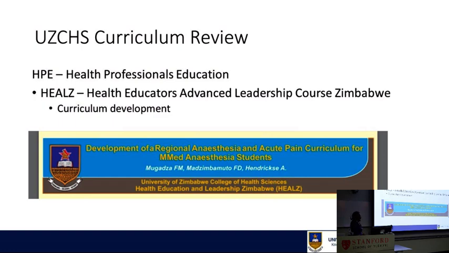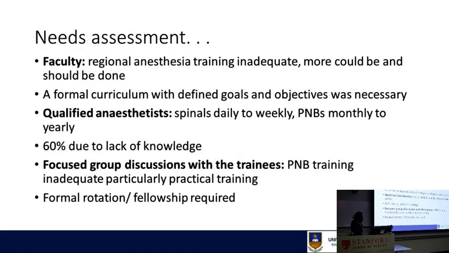So those are our residents in the anesthesia department. We did a needs assessment for this, and in the needs assessment, we spoke to the faculty, we spoke to qualified anaesthetists, and we also did a focus group discussion with the trainees. And the message that came out from this: the faculty felt that our regional anesthesia training was inadequate and more could be done. They also noted we had no formal curriculum and that we needed one that had defined goals and objectives.